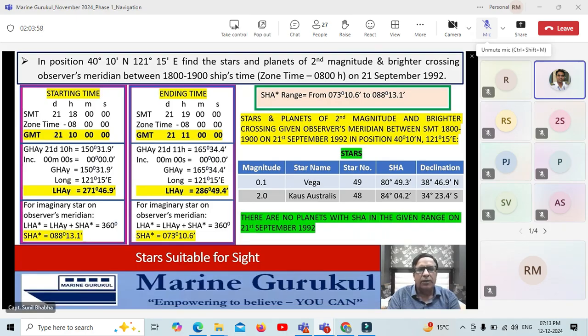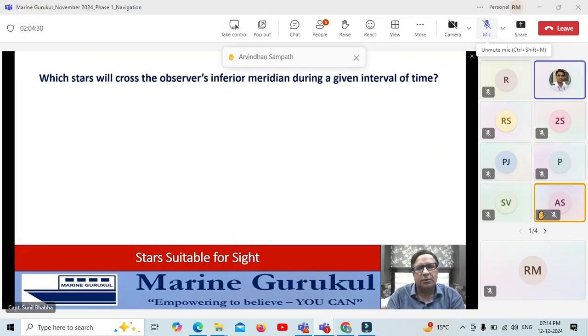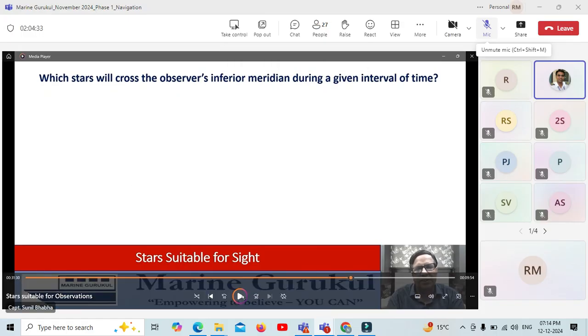Now, we have already learned how to assess stars, whether they are going to be visible or not, whether they are going to be suitable for sight or not, or whether they are going to be suitable for ex-meridian observation or not. We have to execute the respective step further if we have to assess them for any other parameter which we have learned, be it their visibility, be it suitability for sight in general, or be it their suitability for ex-meridian observation, having found the stars and planets which shall cross the observer's meridian within a given interval. Any doubts, beta?